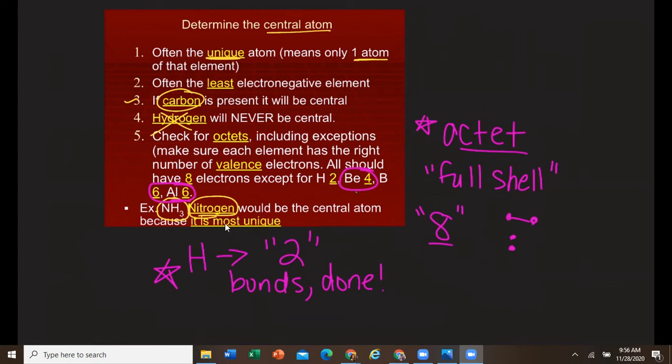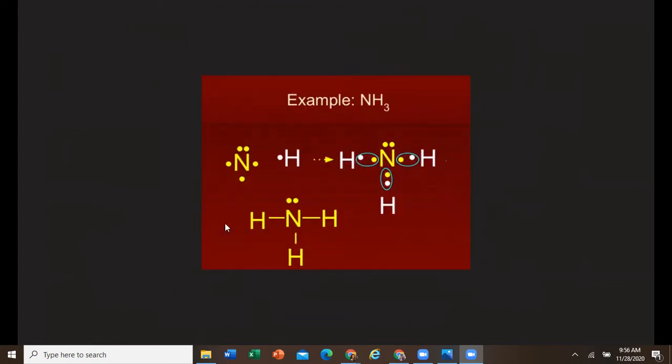All right. Now, let's look at a couple examples of what we're seeing when we're bonding these. So we have nitrogen, who came from group 15, right?